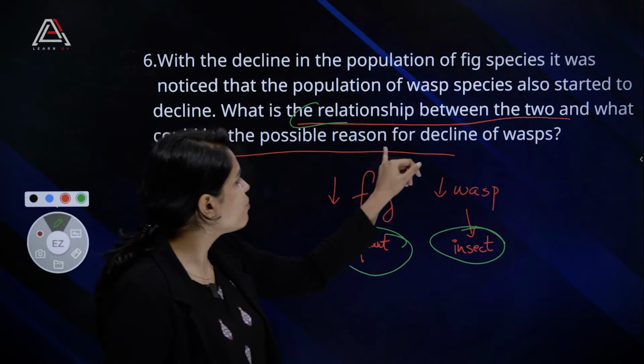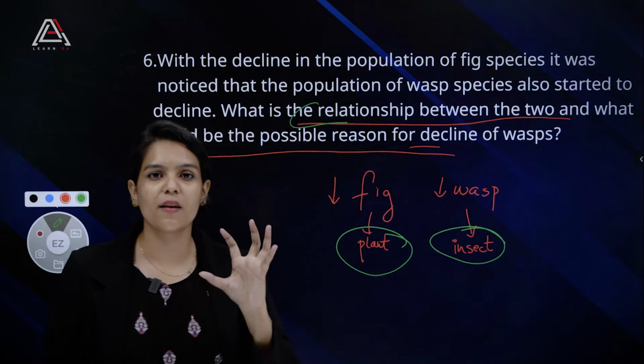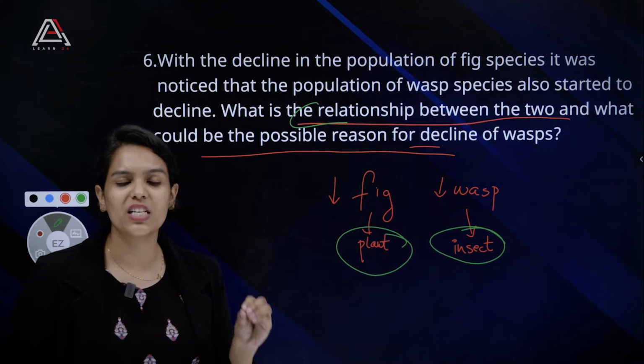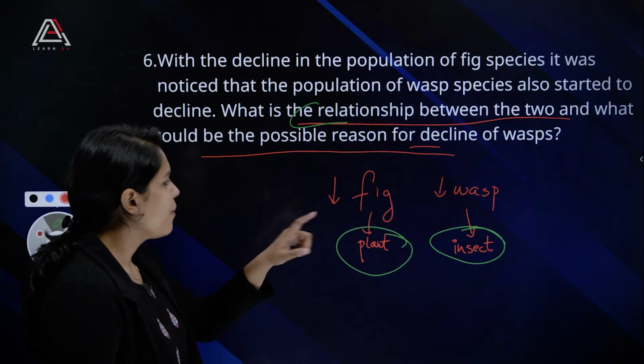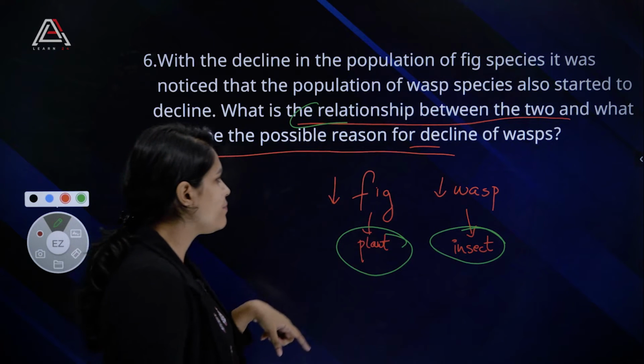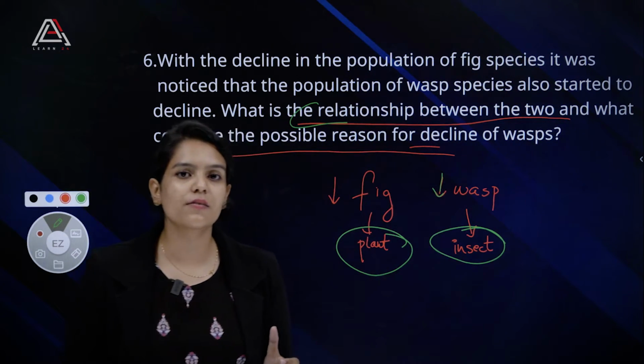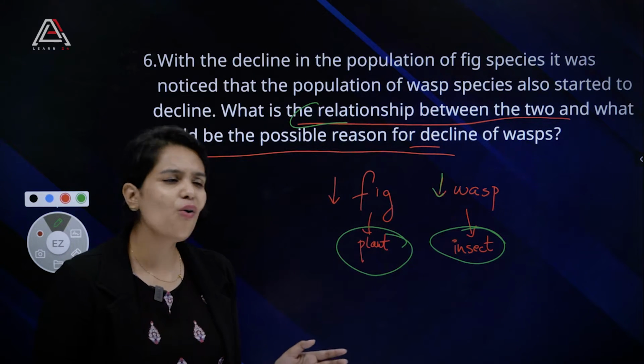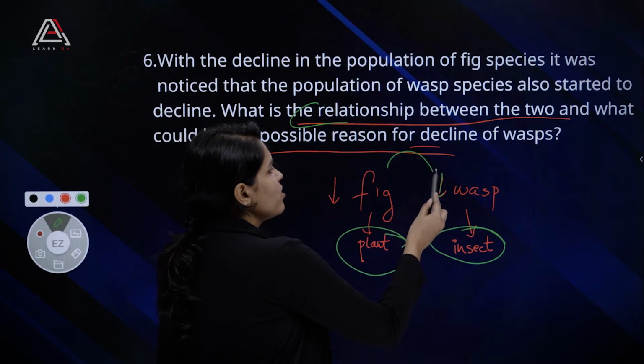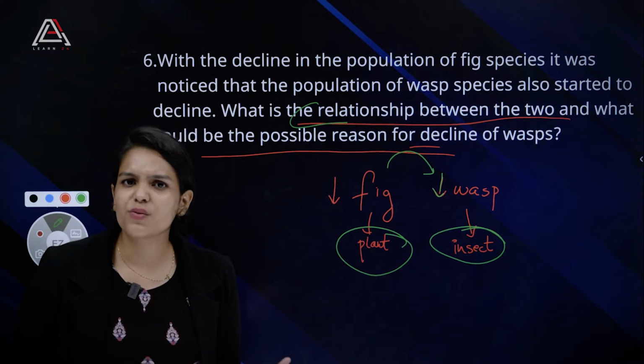Now the second part of the question is what is the reason why the wasp species is declining. Now you can see here that the wasp species is declining, right? So how is this fig dependent on wasp? For its pollination.